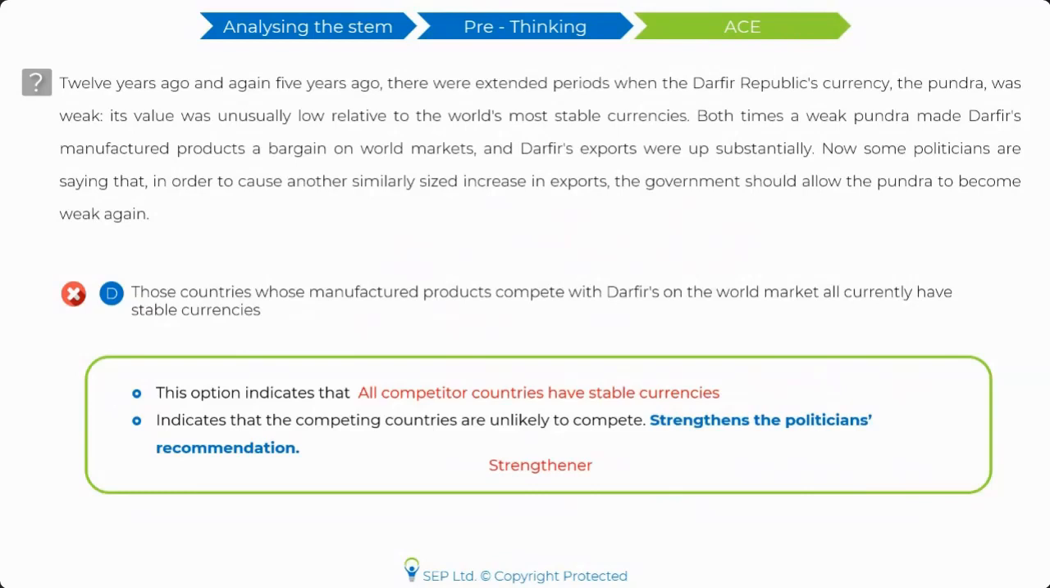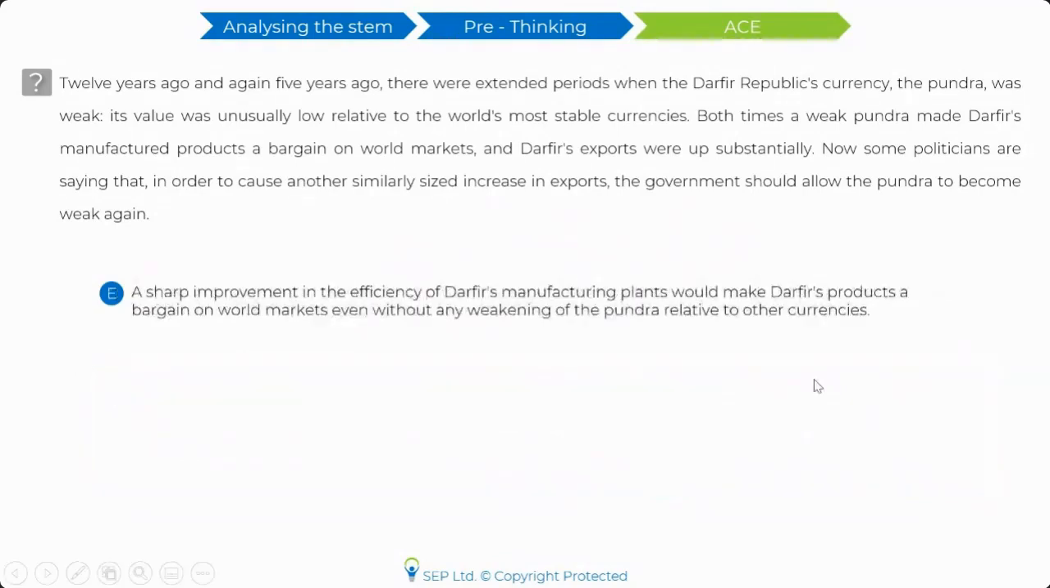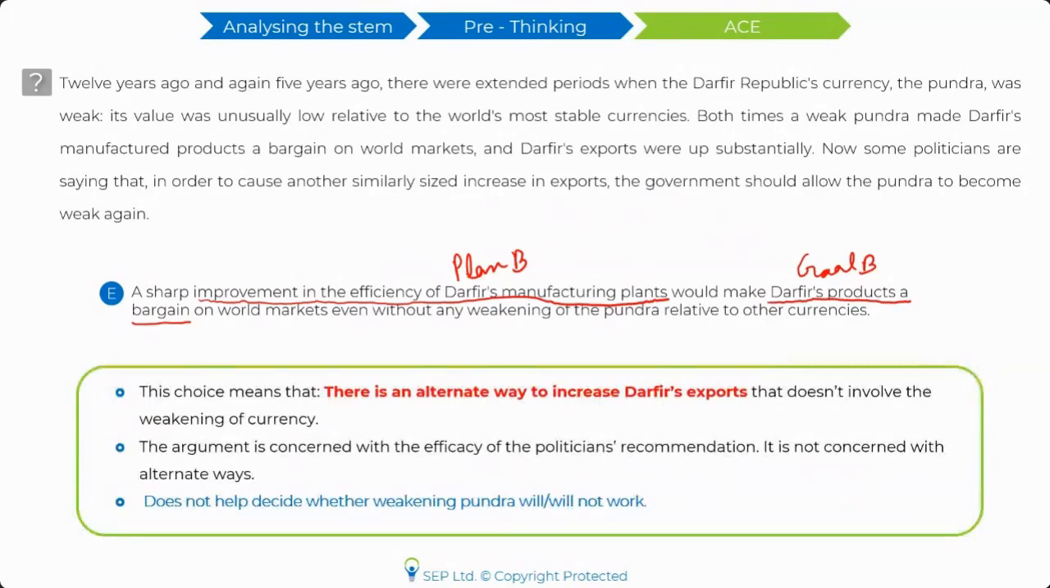Let's move to choice E, which was the most popular choice after choice B. A sharp improvement in the efficiency of DARPAR's manufacturing plants. So you are suggesting a plan here, plan B. Improvement in the efficiency of DARPAR's manufacturing plants would make DARPAR's products a bargain. So this is the outcome of the plan. This is goal B. So here we are talking about another plan. Are we talking about the plan related to weakening the Pundra? Guys, are we talking about a plan to weaken the Pundra?